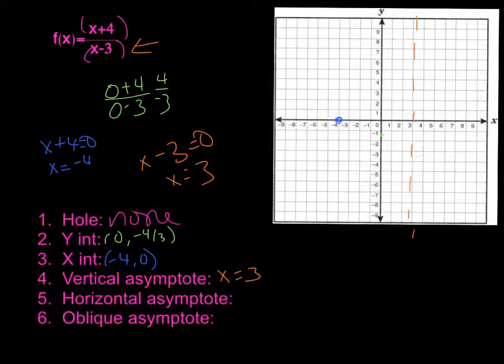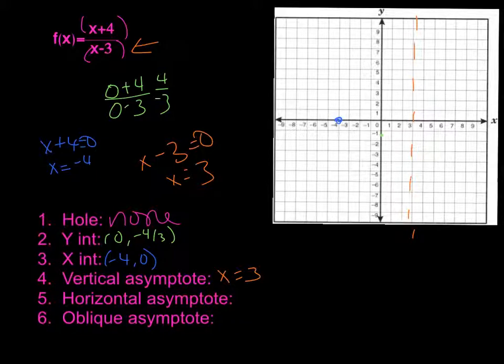Okay. Then my horizontal asymptote. You are going to take a look at your original equation and you're going to find the largest variable. And by largest variable, I mean the x with the largest degree. And you're going to take their coefficients. So my largest degree here is x. So my coefficient for x in the numerator is 1. My coefficient for x in the denominator is 1.